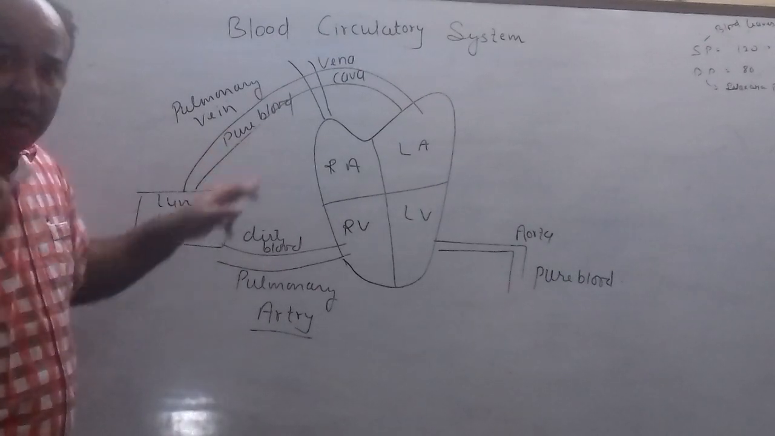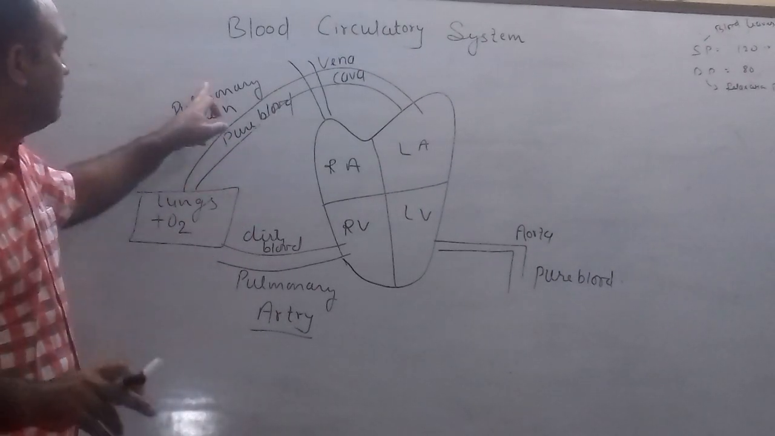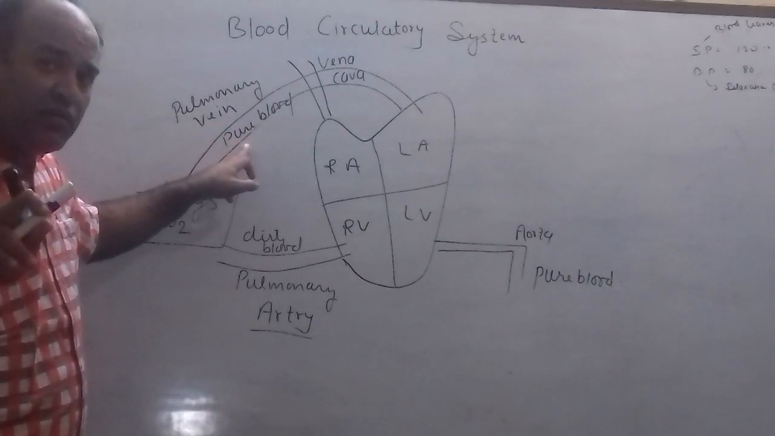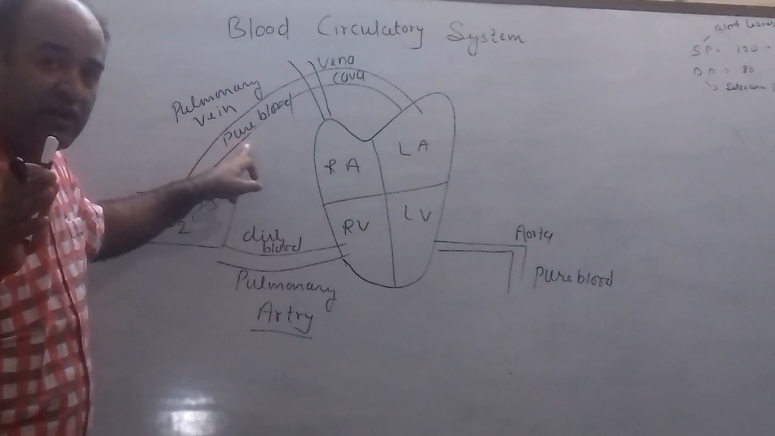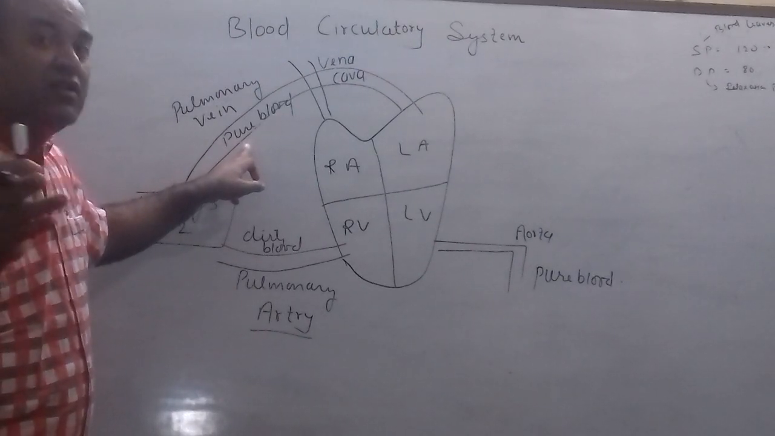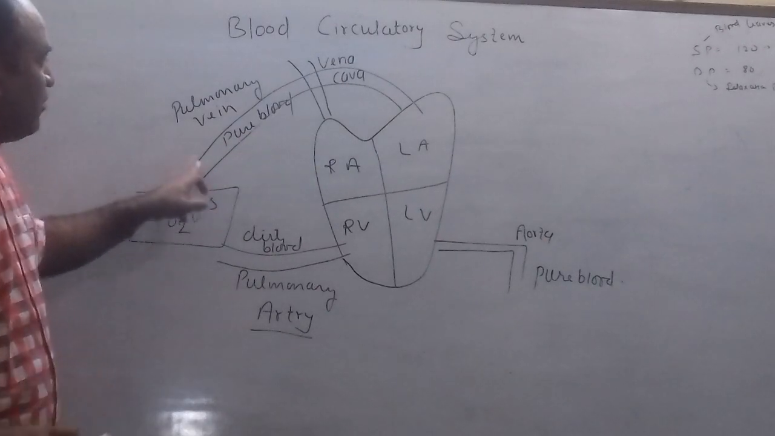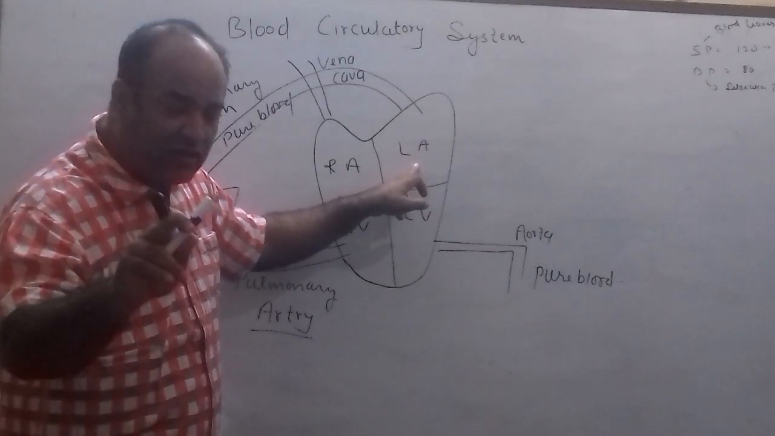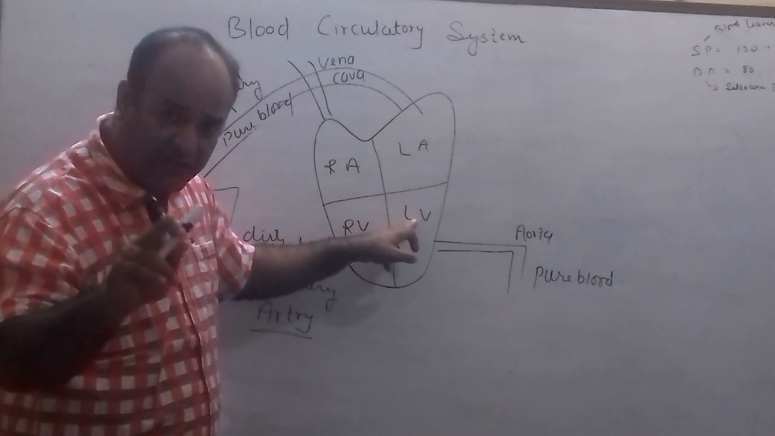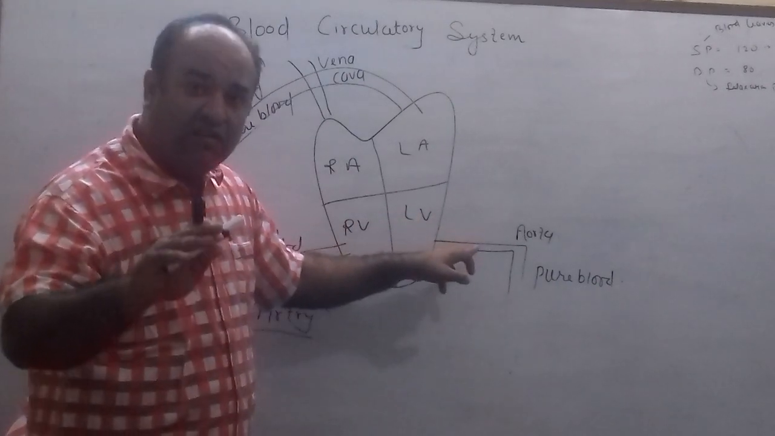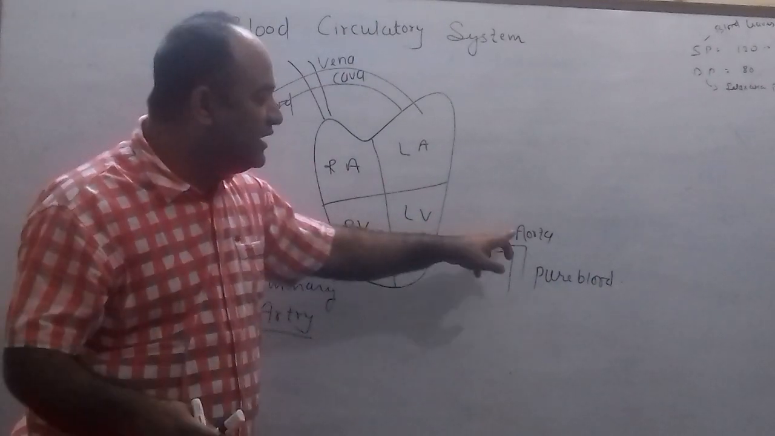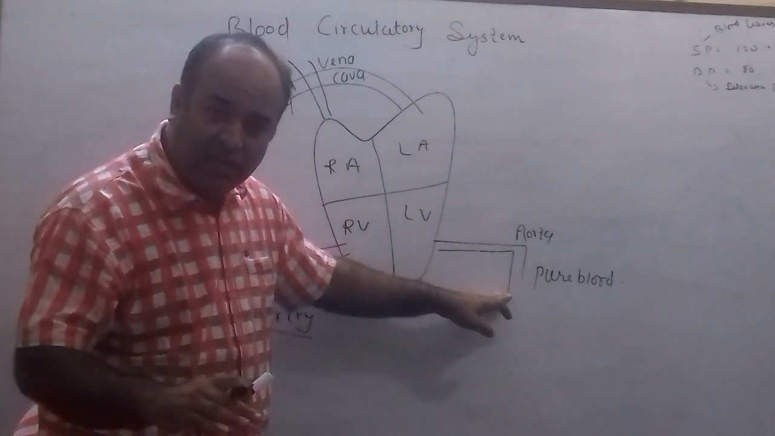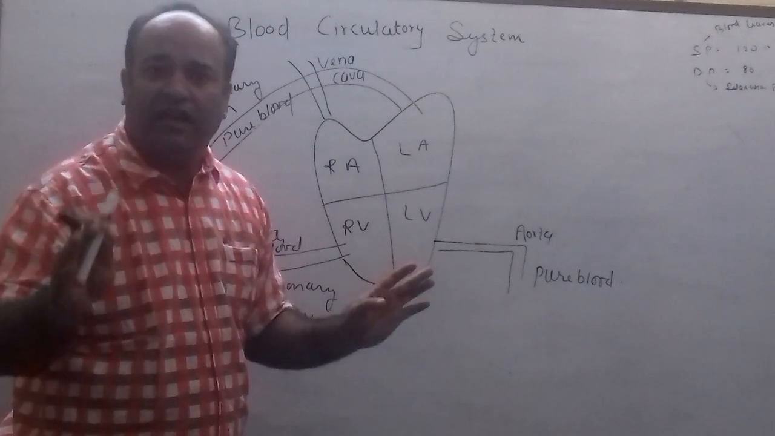Another pipe will come out from the lungs, and the name of the pipe is the pulmonary vein, the only vein which carries pure blood. What is the meaning of pure blood? Pure blood means oxygenated blood, oxygen containing blood. So from the pulmonary vein, oxygenated blood will come to the left auricle. From the left auricle, the pure blood will come down to the left ventricle. From the left ventricle, one more pipe will arise, the aorta, known as the systemic aorta, and through it the blood will go to the entire body.